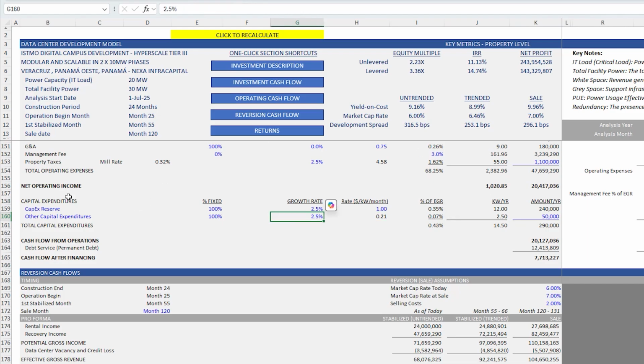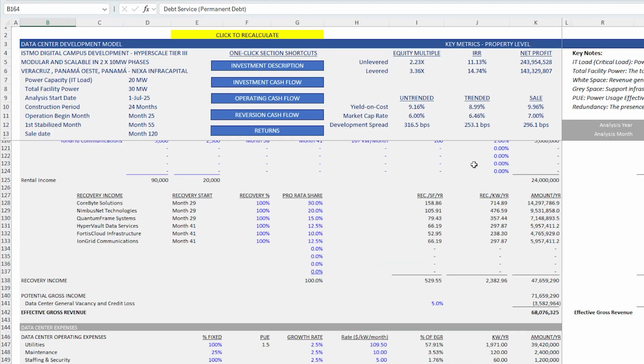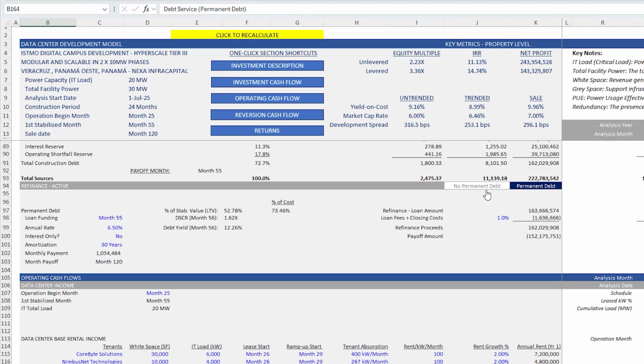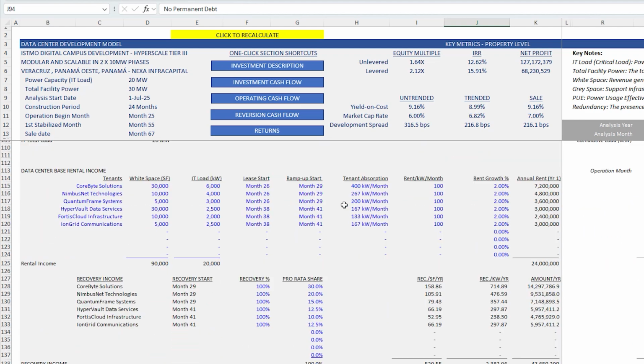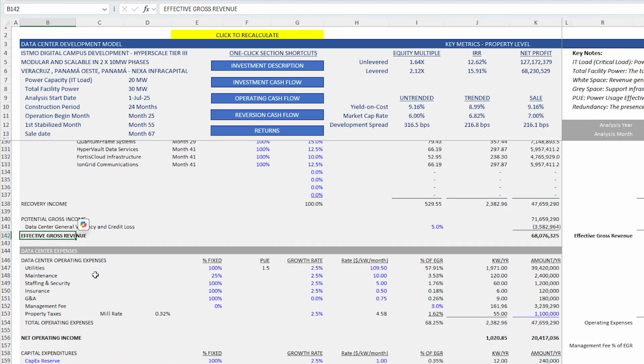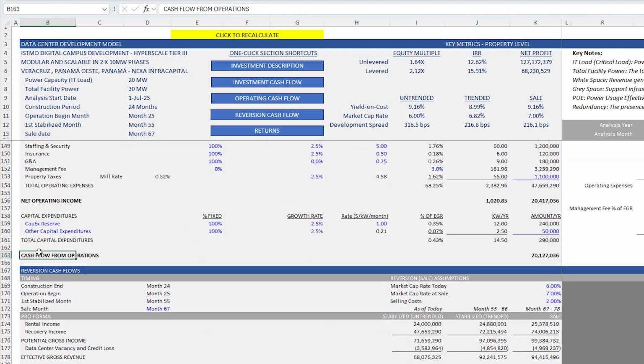That gets us to both cash flow from operations less any debt service. Now, if there's permanent debt, you're going to see a debt service line item here. What happens if we turn off permanent debt and we assume that we're going to sell just at stabilization? We end at a cash flow from operations line, no permanent debt. And the interest associated with your construction debt is capitalized to your project budget. So it's not shown in the operating expense section.